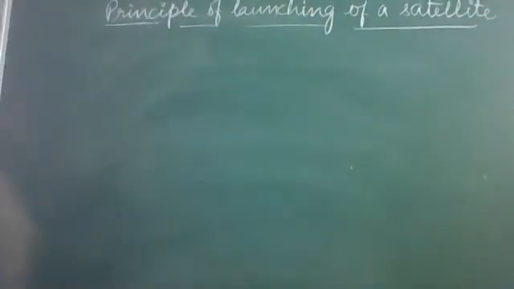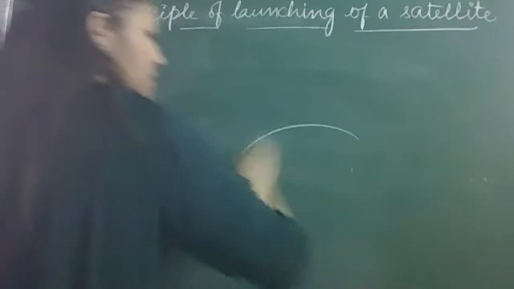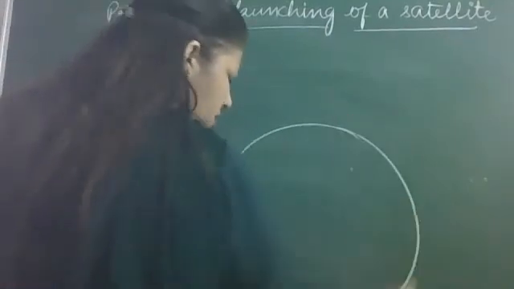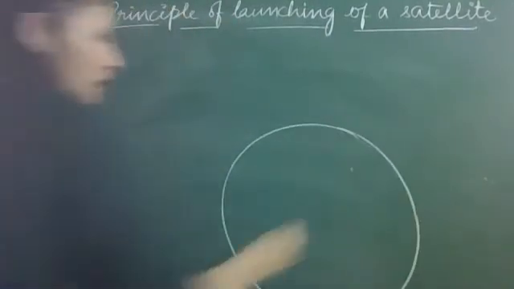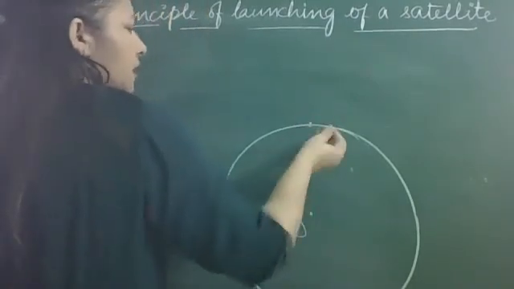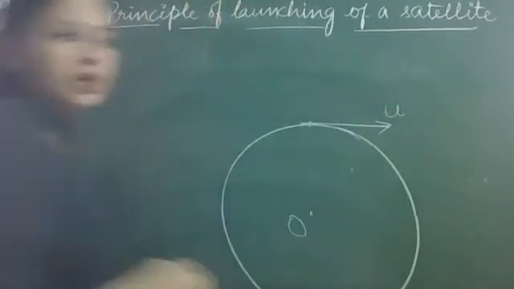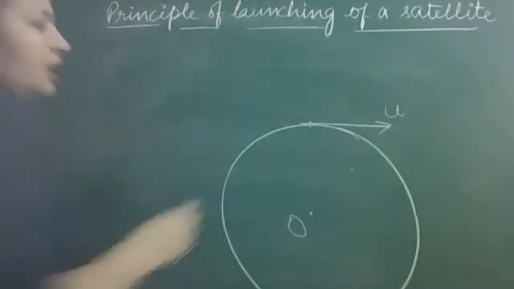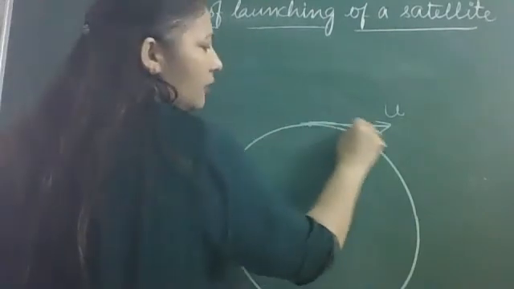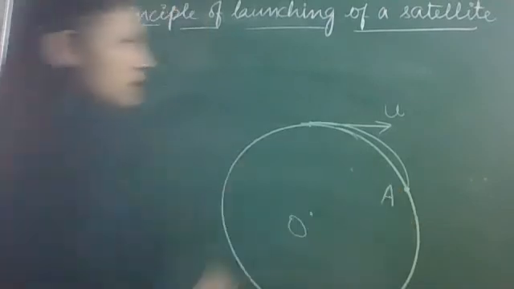Principle of launching of a satellite. You know, satellites are a sort of projectiles. Suppose this is Earth. This is the center of Earth. This is the surface of Earth. If we throw any object from here with certain initial velocity u, it will follow a parabolic path and strike somewhere here at a point, suppose.